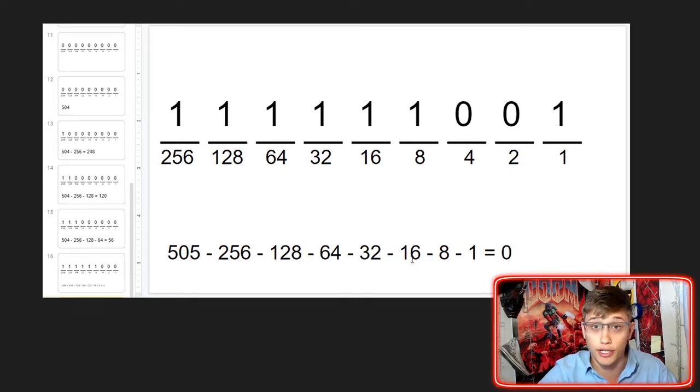Okay, so that's how you do it. That's how you convert from binary to decimal, from decimal to binary. If you have questions or if I did a poor job explaining, let me know. I'll do it again.